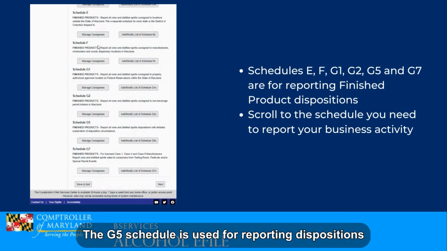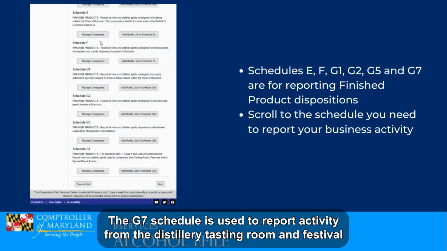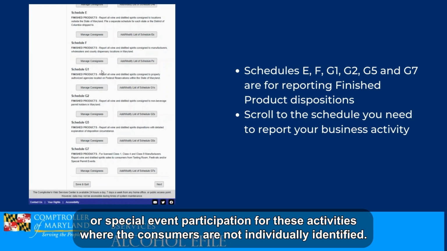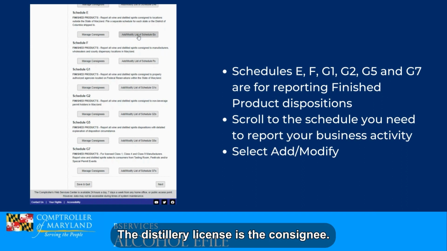The G5 schedule is used for reporting dispositions that are not accounted for in the other disposition schedule descriptions. The G7 schedule is used to report activity from the distillery tasting room and festival or special event participation. For these activities where the consumers are not individually identified, the distillery license is the consignee.